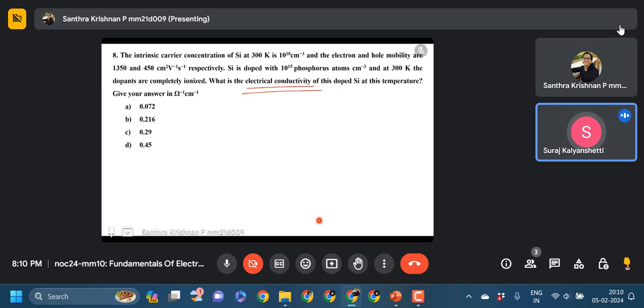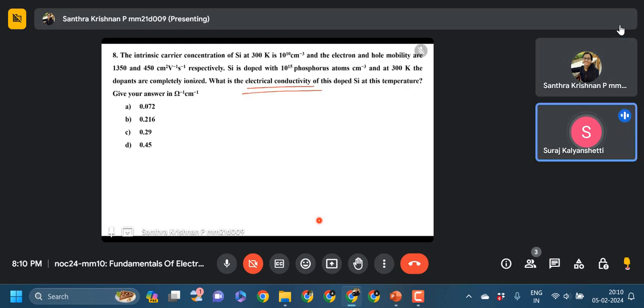The intrinsic carrier concentration of silicon is given, and the electron and the hole mobility are this much. Silicon is doped with 10 raised to 15 phosphorus atoms. So Ni is given to me, 10 raised to 10, that is your Ni. And electron and hole mobility is given to me, that is your mu E and mu H. And then there is what they want. They want me to find the electrical conductivity.